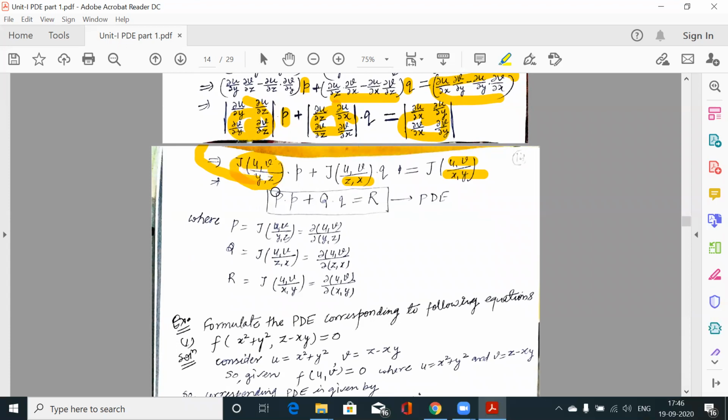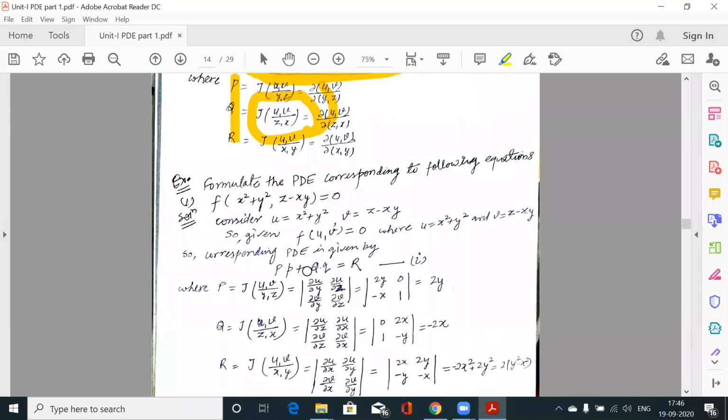So writing this Jacobian as capital P, this Jacobian as capital Q, and this Jacobian as capital R, this is our required PDE. So that's why I was saying that whenever we get a question in a particular form, phi of U, V is equal to 0, we always get the same answer, capital P p plus capital Q q is equal to R, where we need to calculate only capital P, capital Q, capital R. So these we need to calculate to formulate the PDE.